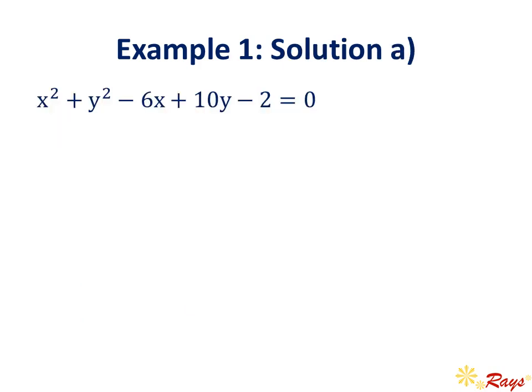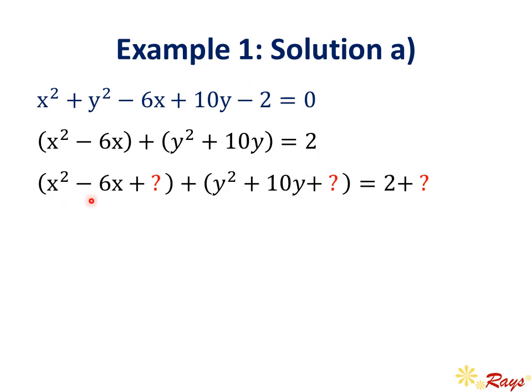So this is the general equation of a circle given to us, and we are required to rewrite this so that it will be in standard form. And we will be using the completing the square method to solve this. So the first thing we need to do is to group all the x together and all the y together, and the constant, we bring it to the other side.